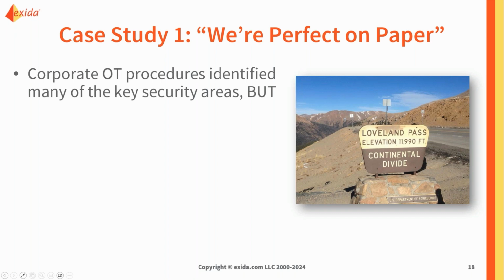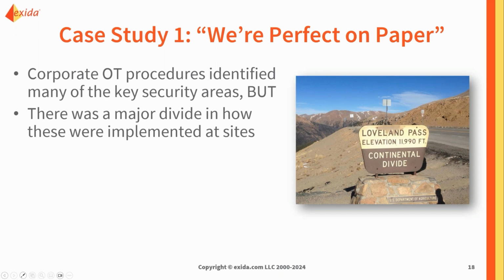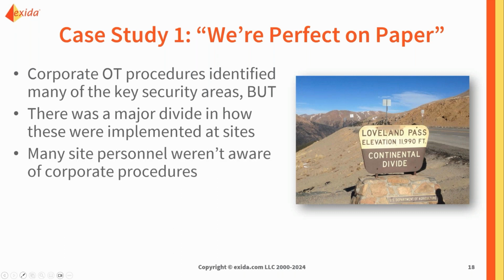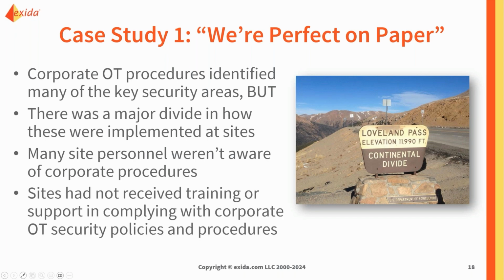So although the corporate OT procedures identified many of those key security areas, there was a major divide in how they were being implemented at sites. A lot of the site personnel weren't aware of corporate procedures. Sites hadn't received any training or support on those corporate procedures, and so there wasn't really that rollout piece. And as a result of that, although a lot of great work had been done in the corporate group, it was not seen at the site. We had major things like poor asset inventories, not updated network architectures, potential external connections that weren't known, lots of equipment that was connected that wasn't known.